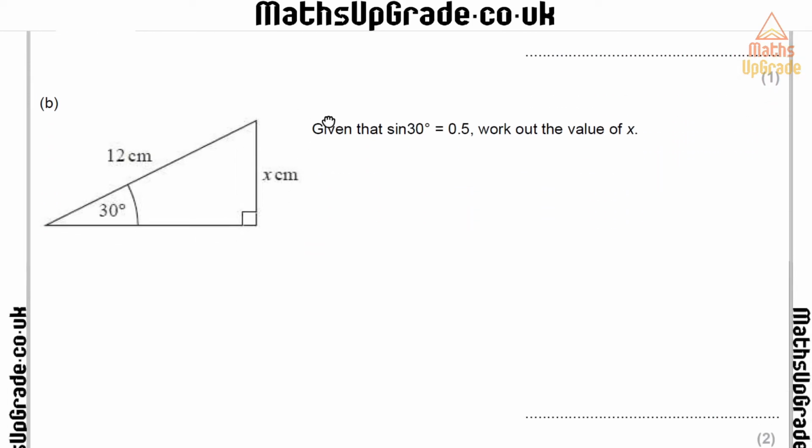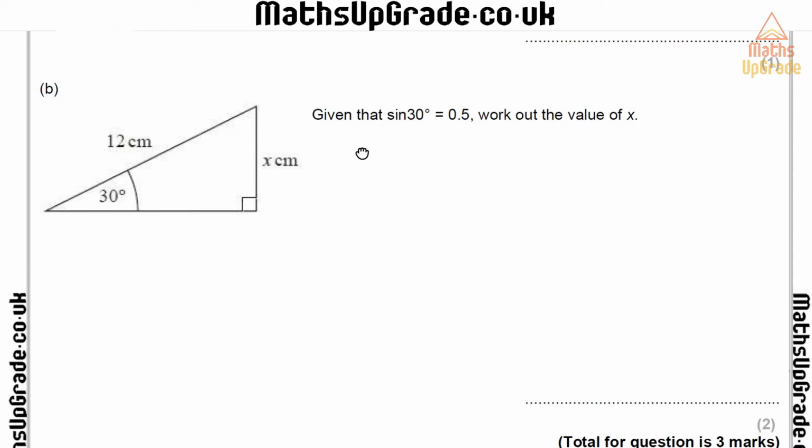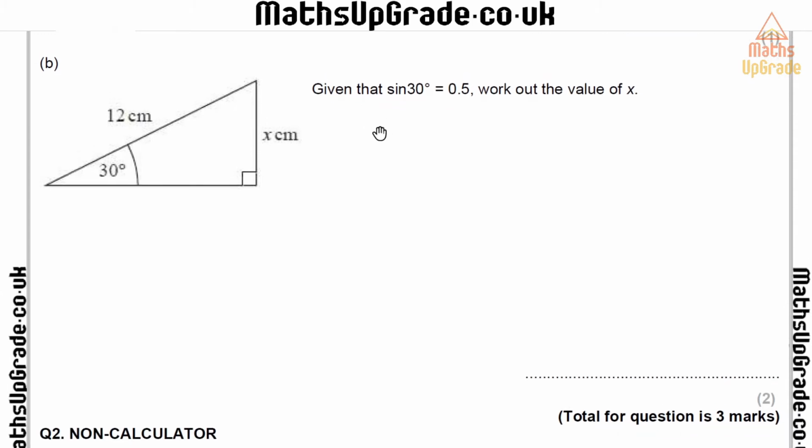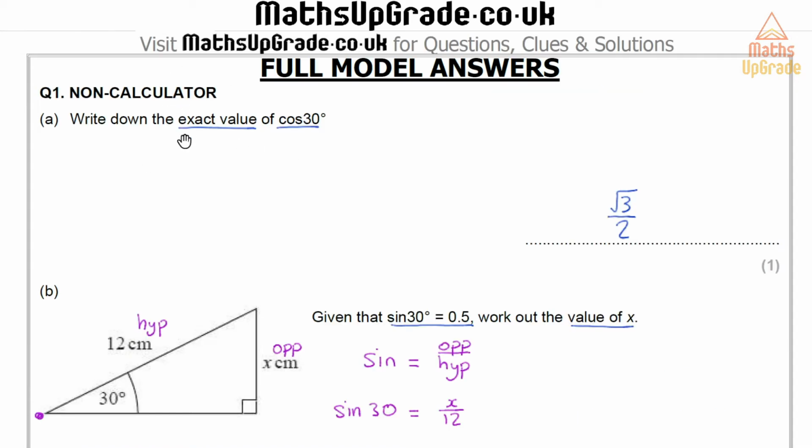Part B. Given that sin 30 equals 0.5, work out the value of x, and this is for 2 more marks. The first thing we're going to do is label this triangle from the point of view of this angle. Imagine you're standing on this angle. The first side we always label is the hypotenuse, because that's the longest side and it's opposite the right angle. The side opposite to us is this side here, and this side is the adjacent. So let's label them like that.